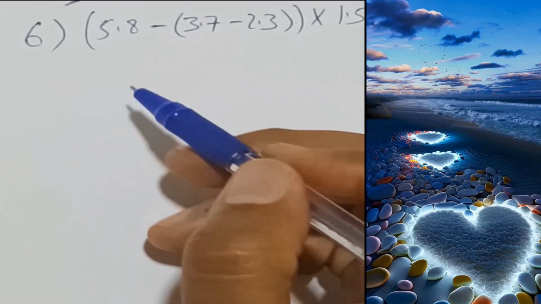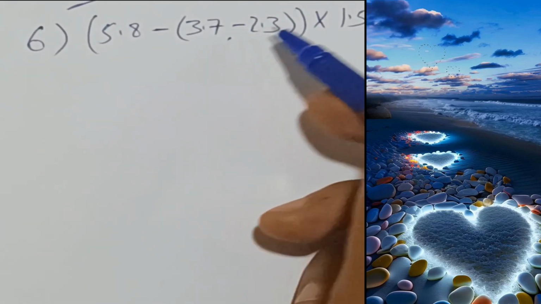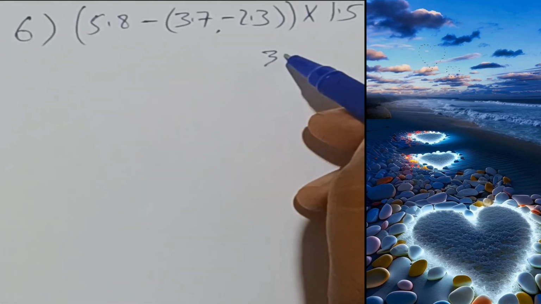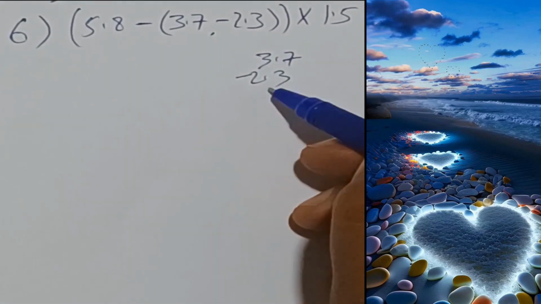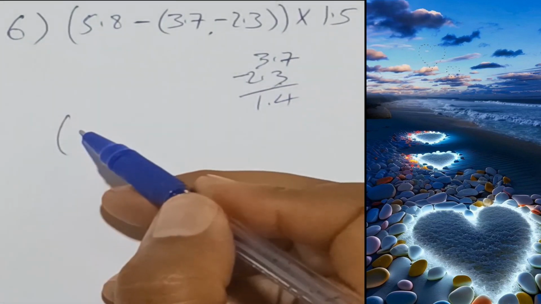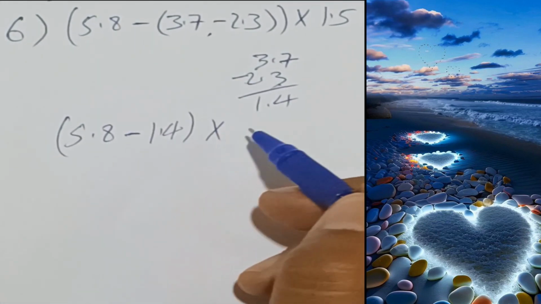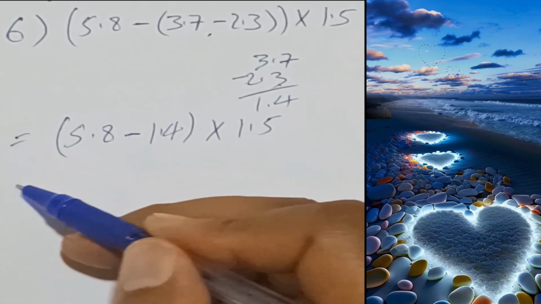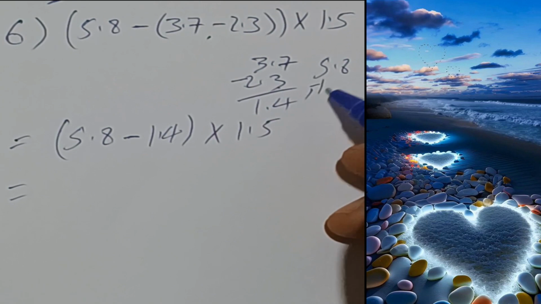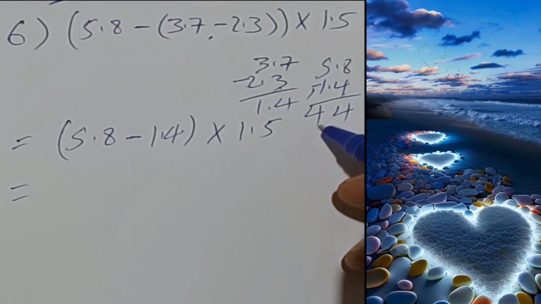Okay, question 6. We have two brackets. So we first do the internal bracket first, then the outside bracket. So 3.7 minus 2.3. How much is it? 7 minus 3, 4. 3 minus 2, 1. 1.4. Which means 5.8 minus 1.4 times 1.5. Excellent. Which is equal to 5.8 minus 1.4. 8 minus 4, 4. 5 minus 1, 4. 4.4.